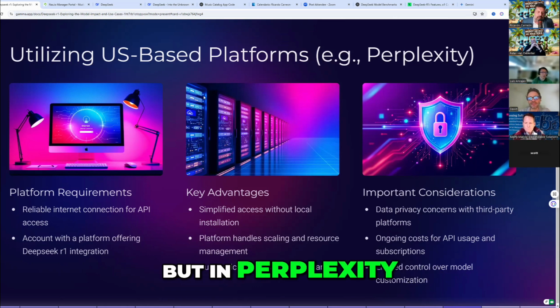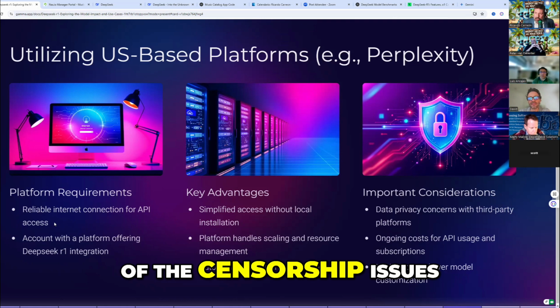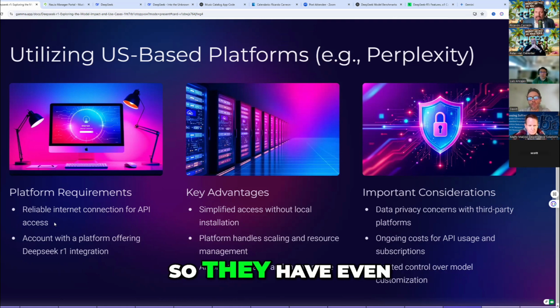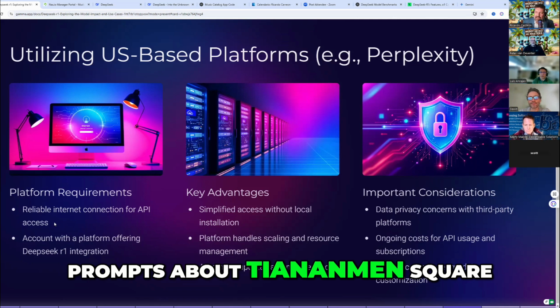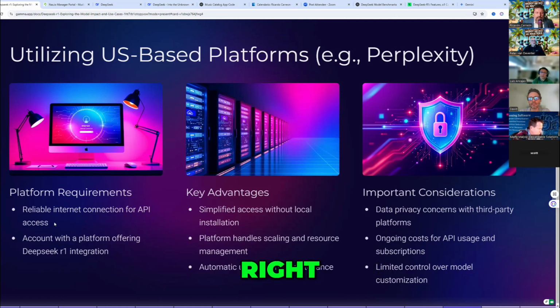But in Perplexity, you won't have some of the censorship issues. They have even tested prompts about Tiananmen Square and stuff like that. If you do it in Perplexity, it's not censored, at least not the obvious stuff, right?